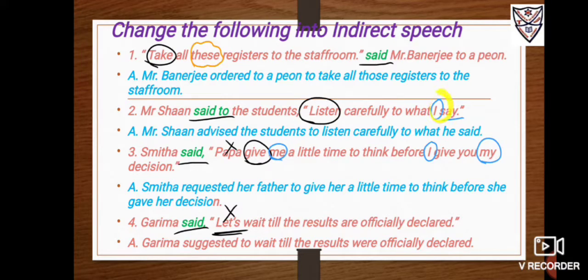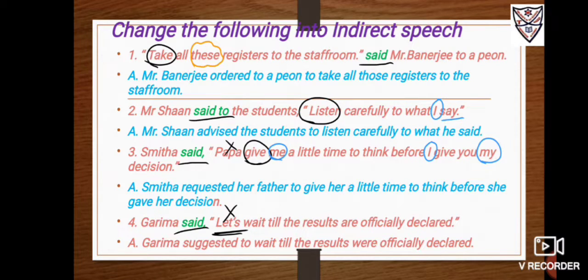Inside the inverted commas, I is the first person pronoun, so you will circle it. Now the first person pronoun will change with the speaker. It's Mr. Shan, so we'll be using he. So it is Mr. Shan telling the students, so we'll use Mr. Shan advised the students to listen carefully to what he said. Okay, say changes to said.